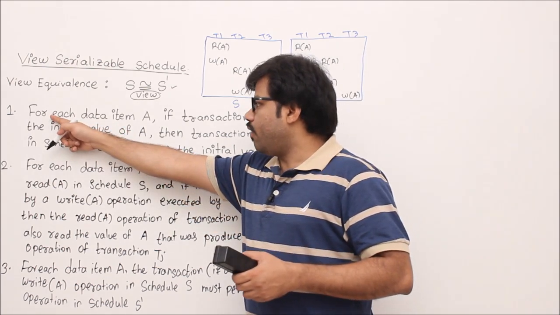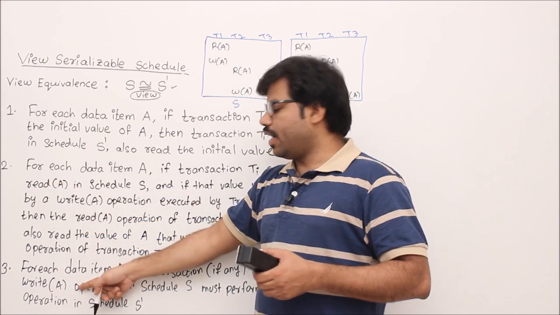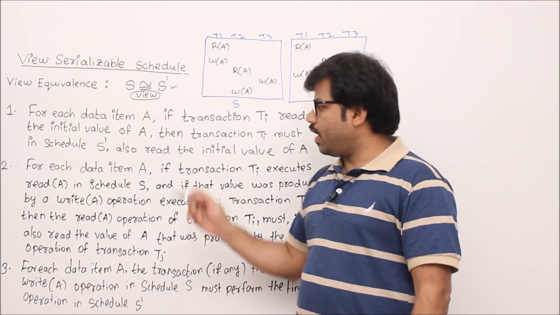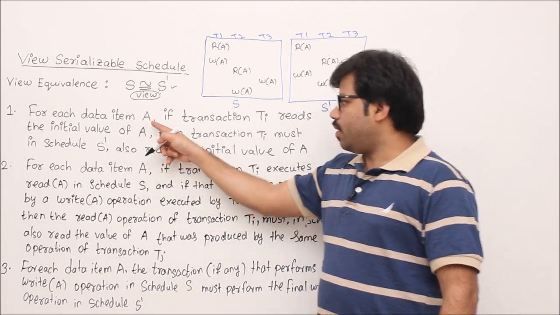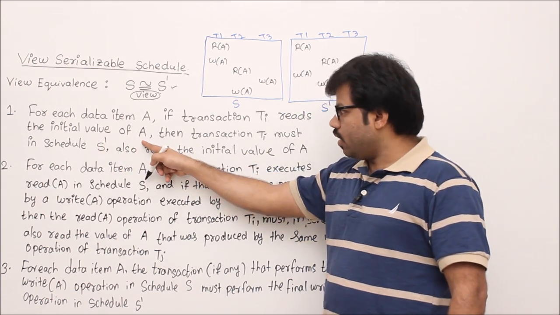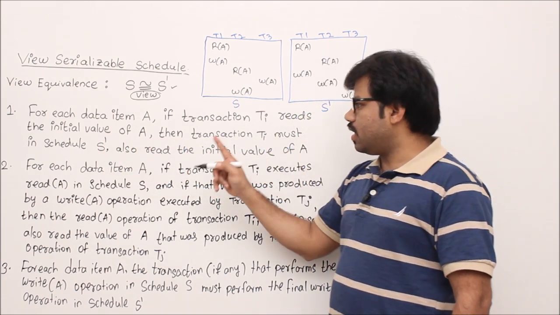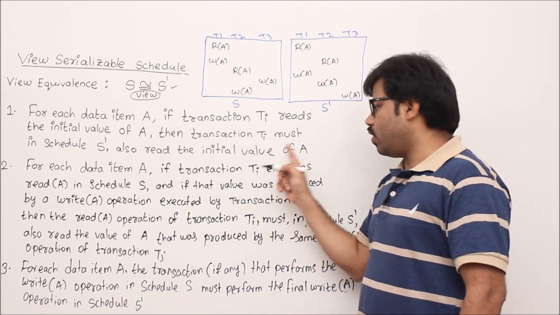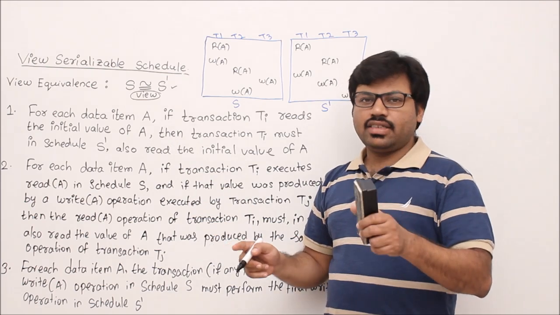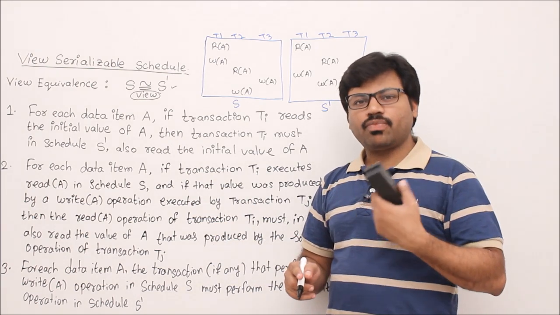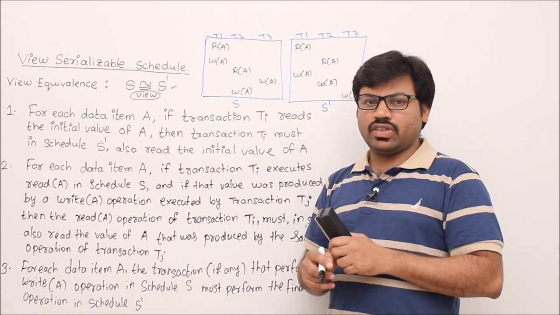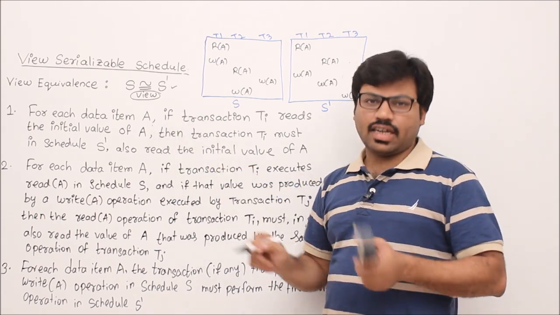So first of all, we have two conditions for read and one condition for write. We'll see the two read conditions first. Stop the video and read it. For each data item A, if transaction Ti reads the initial value of A, then transaction Ti must in schedule S dash also read the initial value of A. This statement says that if any transaction reads the initial value of the variable A, the same thing should happen in another schedule also. Then we say that condition number 1 is satisfied.